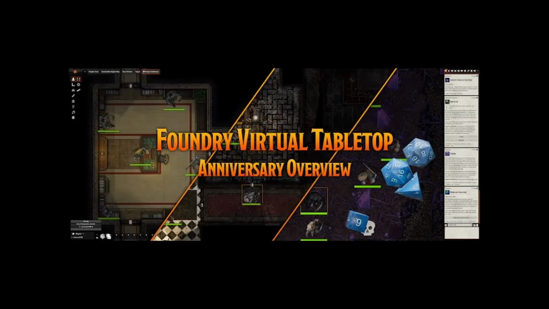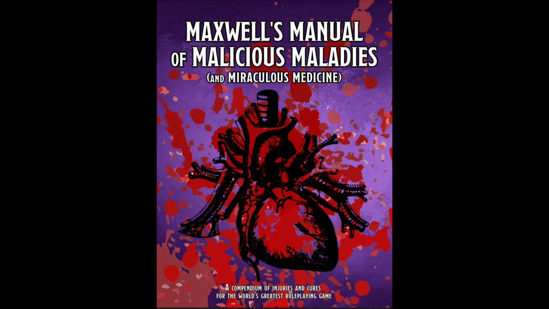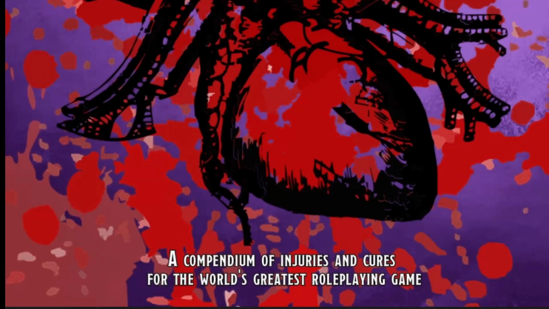And specifically, we're going to talk about this one particular module, which is my favorite. And this one is both available as a free PDF download, and for all you automation hogs like me, for Foundry, it is also available, which is why I've chosen this one, because I know how many people use D&D on Foundry. I know how many people appreciate free help to their campaigns. So this is why we're going to focus on this one. Maxwell's Manual of Malicious Maladies and Miraculous Medicine. Now, it says here it is a compendium of injuries and cures for the world's greatest role-playing game.